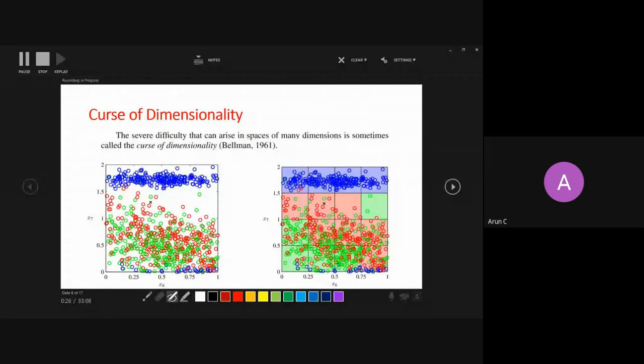In simple sentences, the severe difficulty that can arise in spaces of many dimensions is sometimes known as the curse of dimensionality. It means that sometimes what we do in lower dimensions may not be applicable in higher dimensions, and there things go wrong drastically. That mismatch between lower and higher dimensions is known as the curse of dimensionality. It comes because we have increased the dimensions, and the things that were applicable in lower dimensions are no more applicable in higher dimensions.